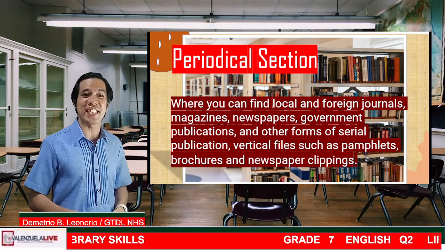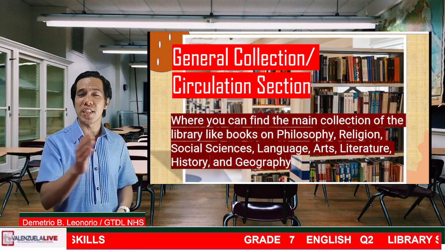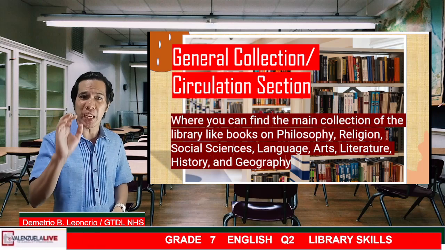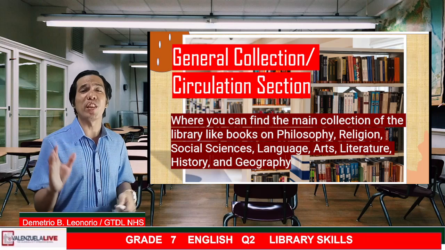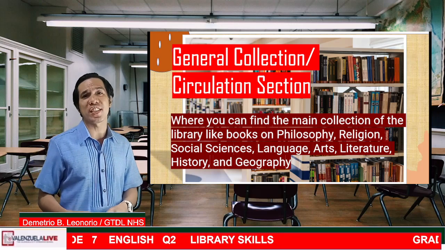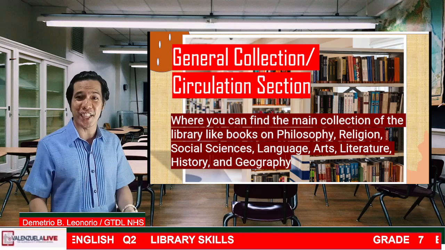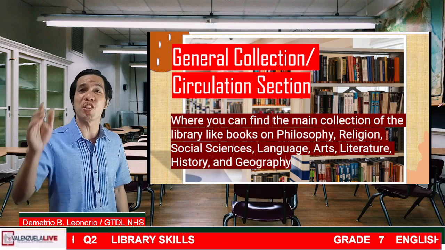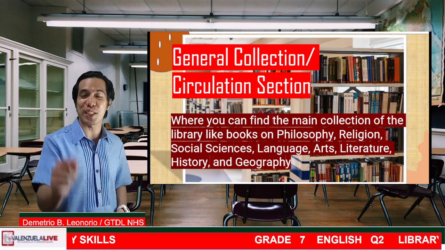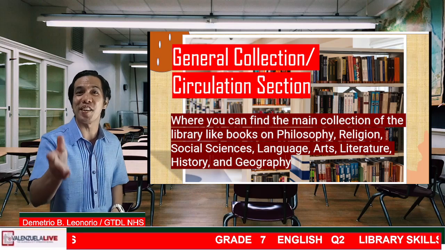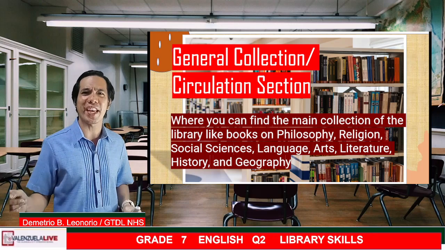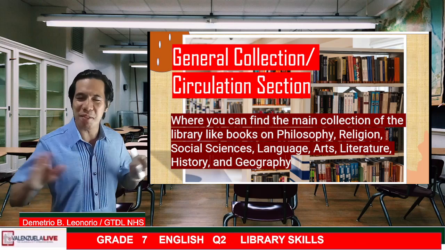The third section is general collection or circulation section, where you can find the main collection of the library, like books in philosophy, religion, social sciences, language, arts, pure science, applied sciences, literature, history, and geography. So this is where you can find the information about the topics that you study at school, such as in Araling Panlipunan, so social science, history, language, even mathematics, literature, arts, and many more.